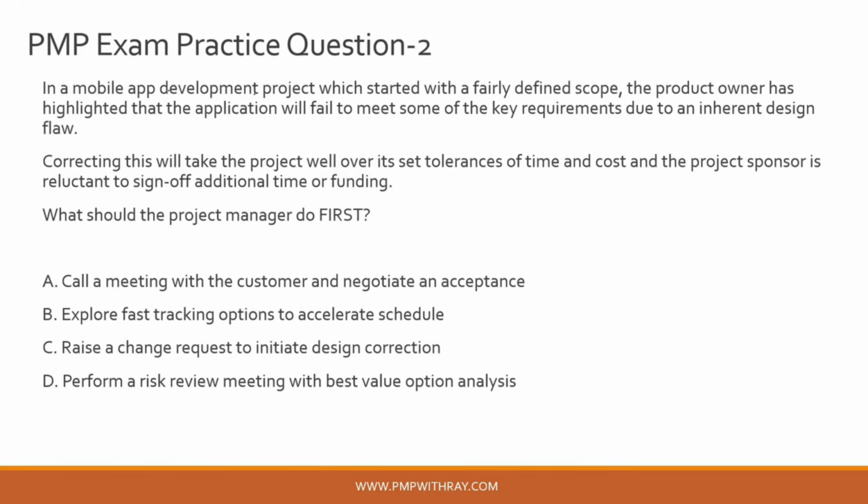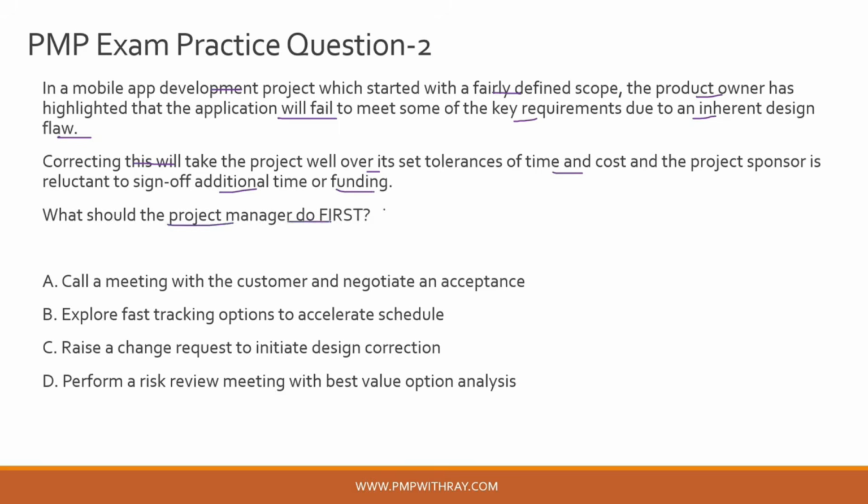In a mobile app development project, which started with a fairly defined scope, the product owner has highlighted that the application will fail to meet some of the key requirements due to an inherent design flaw. Okay. Correcting this will take the project well over its set tolerances of time and cost, and the project sponsor is reluctant to sign off additional time or any additional funding for the project as well. Okay, what should the project manager do first?